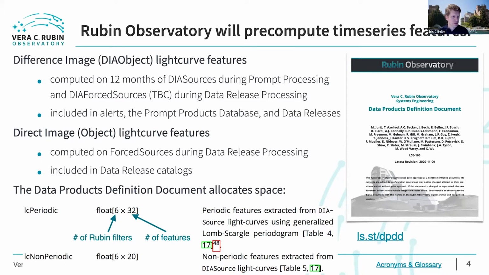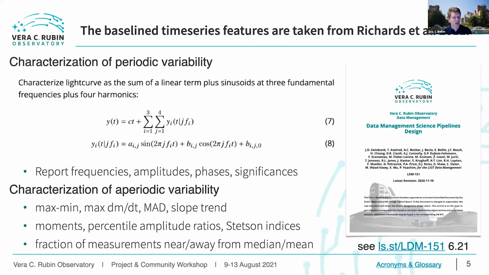So the historic baseline we're working from is an allocation that's specified in the Data Products Definition Document, or DPDD, which is linked on this slide, that we have periodic and non-periodic features. There are 6 Rubin filters, and there are a total of 52 features that are allocated space. So those are the numbers that we are working with in terms of sizing when we plan for database size and so on. And those baseline features, when they were chosen, were taken directly from the Joey Richards paper from 2011, breaking down into characterization of periodic variability with a multi-harmonic fit, and then a variety of features capturing aperiodic variability, some simple summary statistics, moments, and so on.